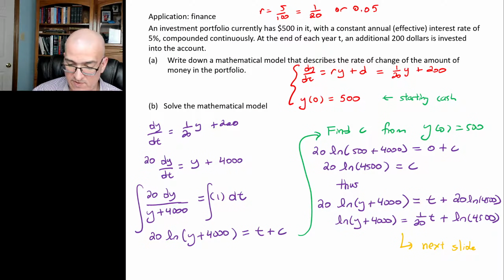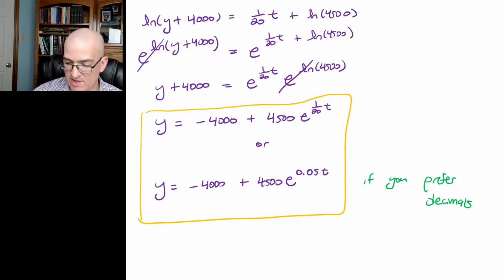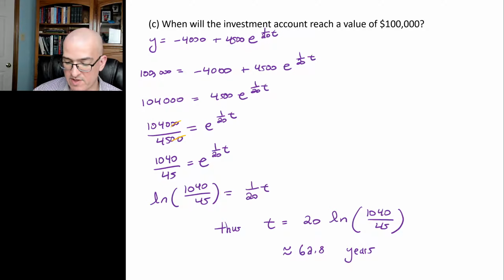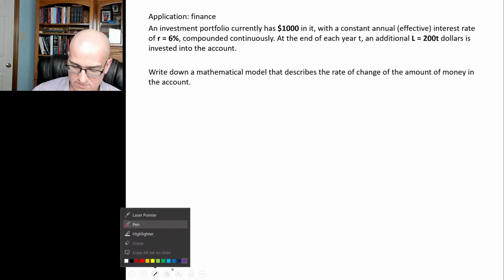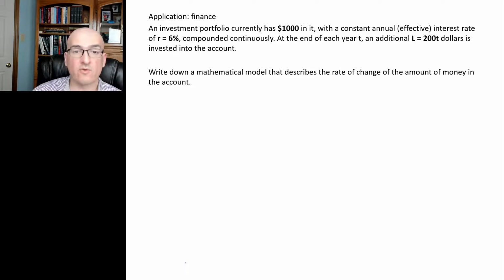Now we have a $500 account. We're throwing $200 a year into it. It's getting hit with a 5% interest rate. It is going to take a long time to get to $100,000, 62, almost 63 years. And that's with continuous compounding. With discrete compounding, it's going to take even longer. There's a moral to the story. You need higher interest rate, or you need to throw more money into the account to get to that high of a savings target.